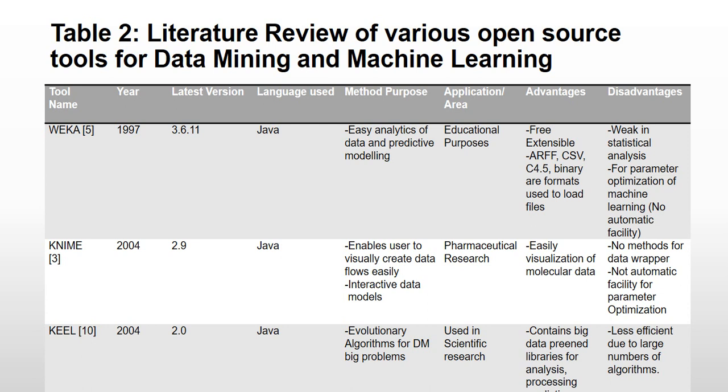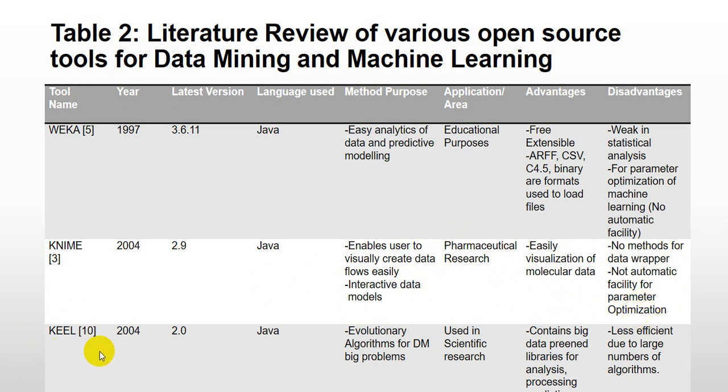Next tool is KNIME. This tool came in the year 2004. Latest version is 2.9. The language used by this tool is Java. It enables users to visually create data flows easily, and interactive data models. This tool is mostly used for pharmaceutical research. This tool is easy for visualization of molecular data. Disadvantage is that there is no method for data wrapper and no automatic facility for parameter optimization.